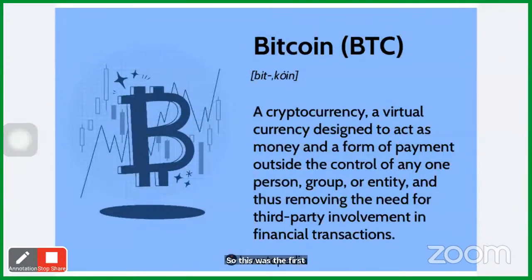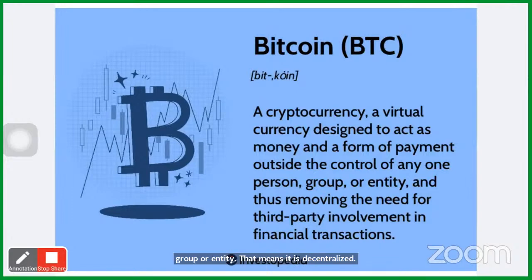And what is cryptocurrency? Cryptocurrency is a virtual currency. Virtual means you cannot feel it, you cannot hold it in your hand, but you can use it over the internet. It is designed to act as money, just like you are using your local currency. Same way you can use it as a form of digital money, and a form of payment also. But what differentiates it from all other currency is that it is outside the control of any one person, one group or entity. That means it is a decentralized currency.